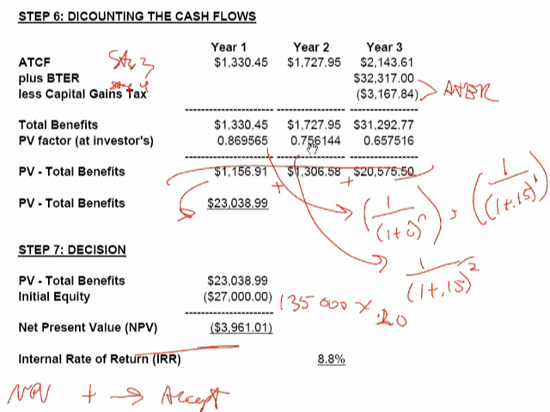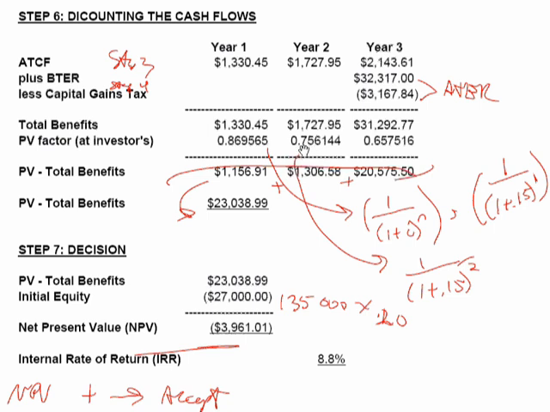Year two, okay, we have the total benefits here. We need to discount it back 15% 2 periods. So the formula here is 1 divided by 1 plus 0.15 to the second power. And if you do the calculation, you get 0.756144. And that tells me this investor at a 15% discount rate for 2 periods is indifferent between 75 cents today or 76 cents today and $1 2 years from now.